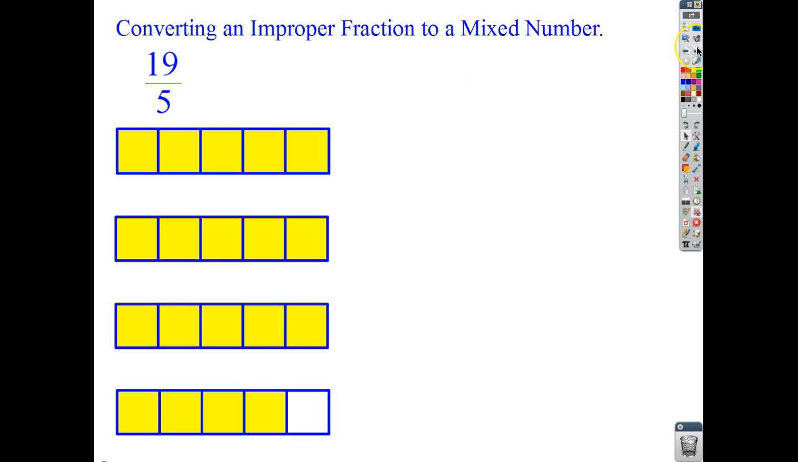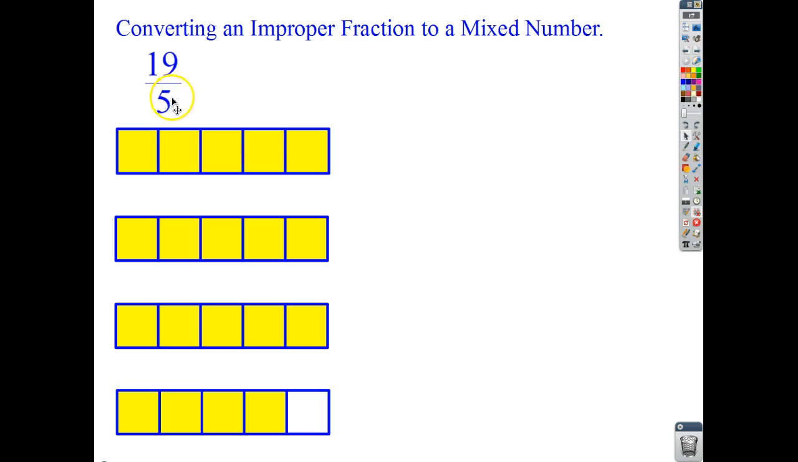All right, so moving on. Here I have 19 fifths, and what I want to do is basically reverse this. Okay, 19 fifths. So what do I have? I'm going to count up how many wholes this makes up altogether.